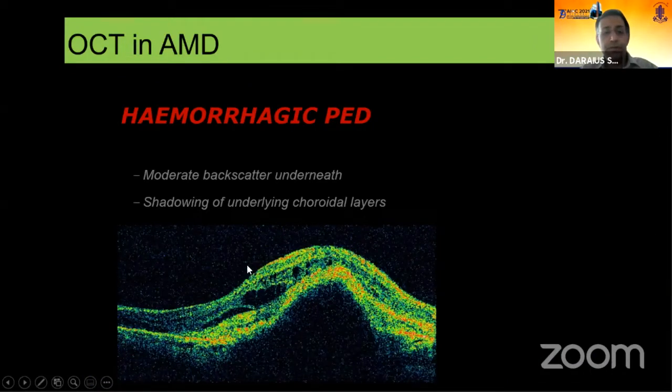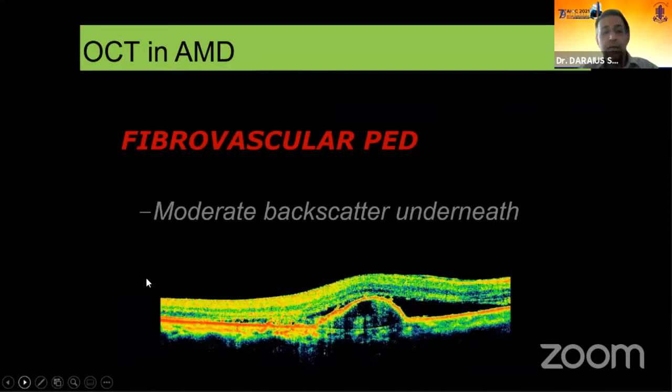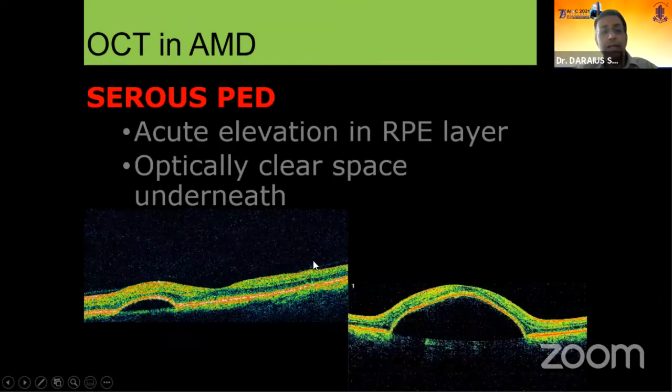Hemorrhagic PED is present with moderate backscatter underneath with shadowing of the underlying choroidal layer, because the blood itself is causing shadowing of the underlying choroidal layers. And in a fibrovascular PED, you have moderate backscatter underneath. So you can see some of the tissue, but it's not very clear. That is totally unlike the serous PED, where there's an optically clear space underneath.